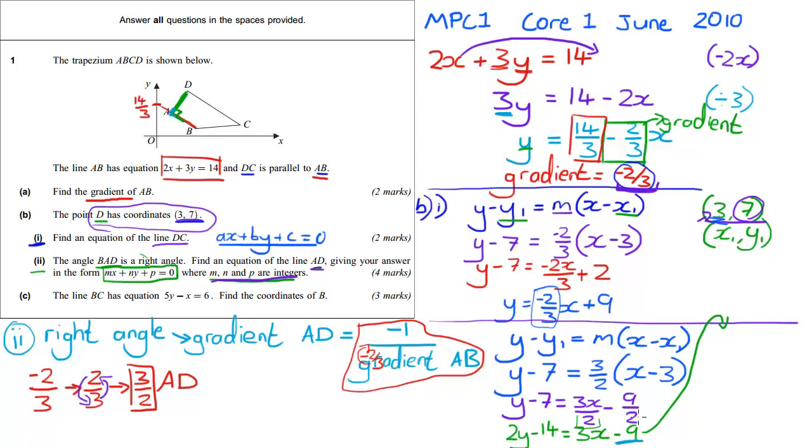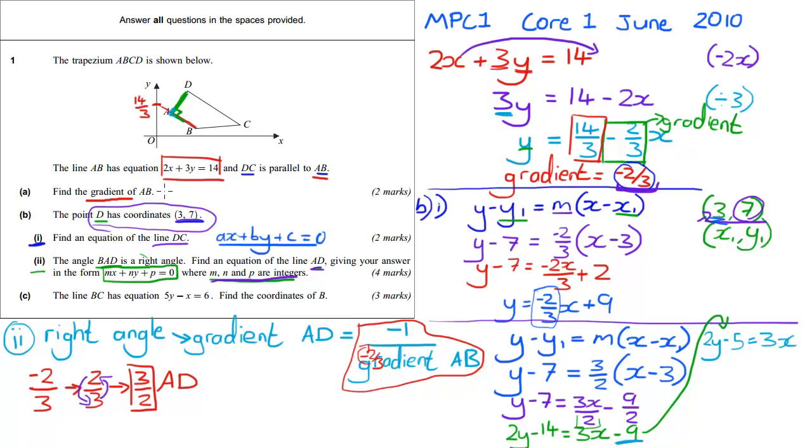Here we're trying to get everything onto the left hand side. So we've got 2y, and then minus 14 plus 9 is going to be minus 5 equals 3x. And then what we can do is take away 3x from both sides. I hope you're following me with this.